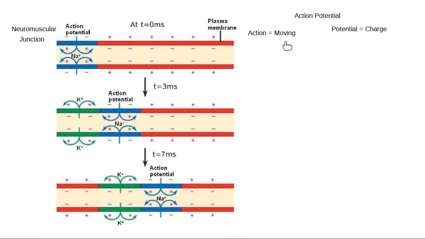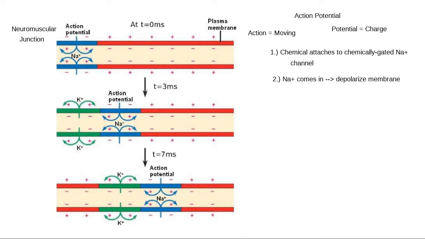So the first part of an action potential, let's make some notes for ourselves. Thing number one that happens: chemical attaches to chemically gated sodium channel, sodium. When a chemical attaches to the chemically gated channels, sodium comes in and we depolarize the membrane. Here's kind of step one of what happens. This is the stuff that happens at the neuromuscular junction.